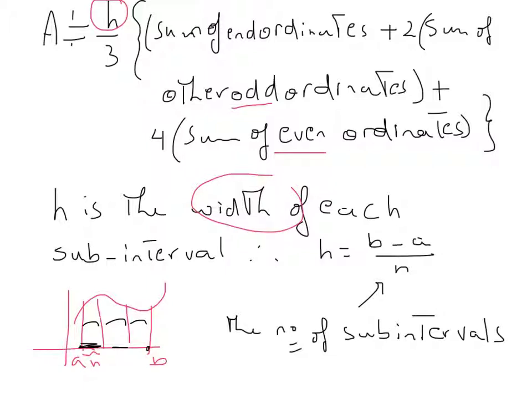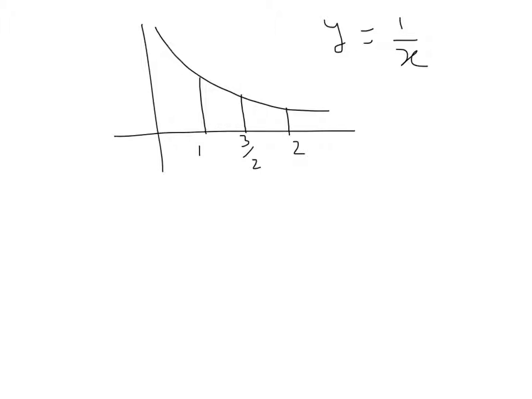But sometimes they're given the functions. So if they said, okay, find the Simpson's rule for this curve with 3 function values, to us that means 2 subintervals, such as in this example, y equals 1 over x is a hyperbola, and they ask you to find it from 1 to 2. To us in this case, there are 2 subintervals, but there are 3 functions.